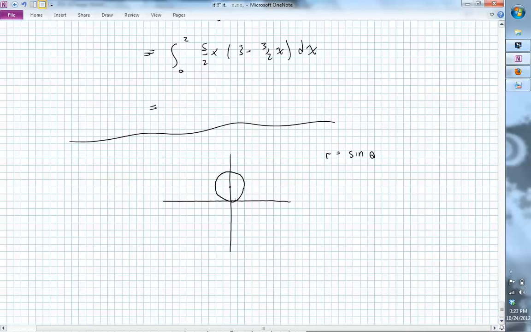Okay, let's think about this. When theta is 0, what's r? 0. So that puts me right here. Now theta starts to increase, and it goes up to here. When theta is pi over 2, which is here, what's r? 1. That's right here. And then sine starts to decrease again until you get back to here. When do you get back here for the first time? At pi. So that circle is traced out over what range of theta? 0 to pi. Good.